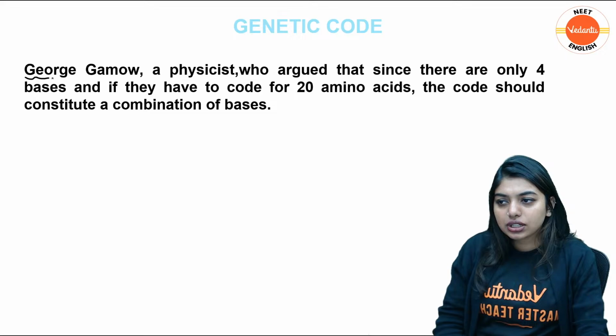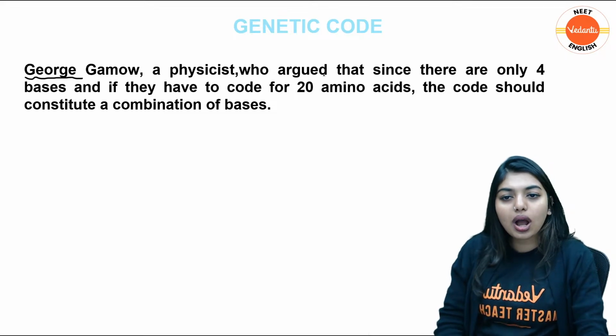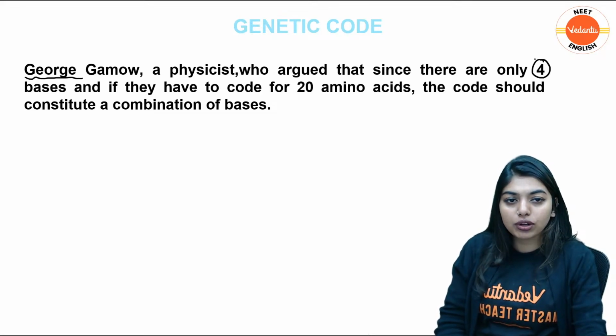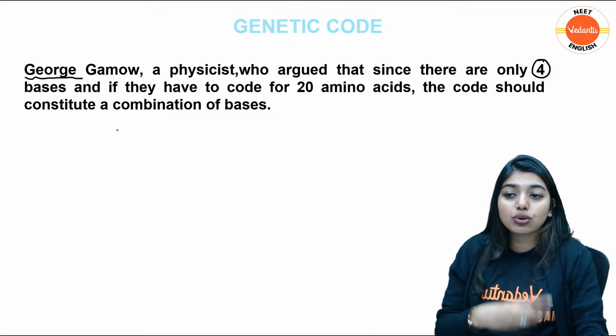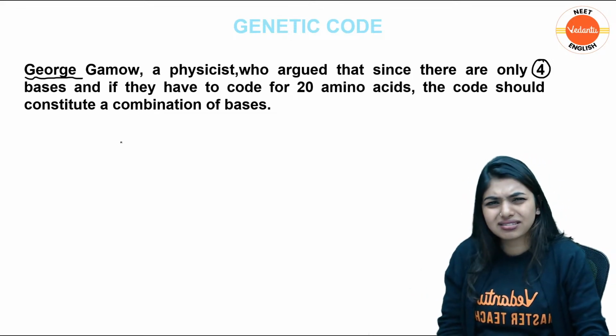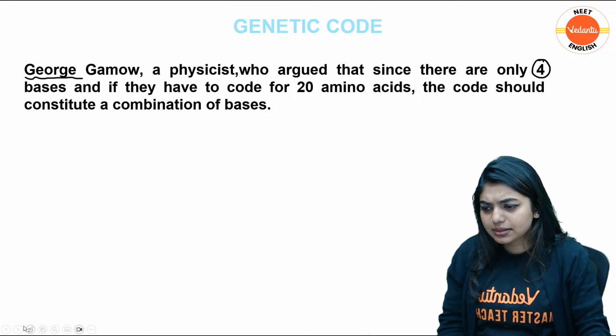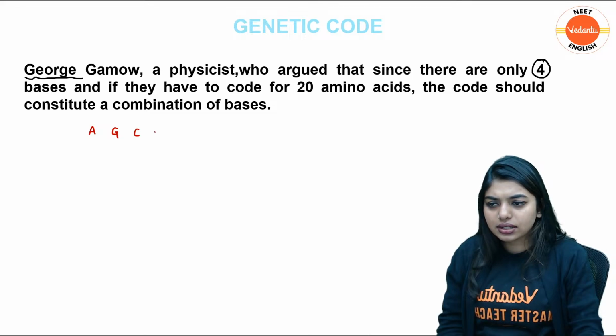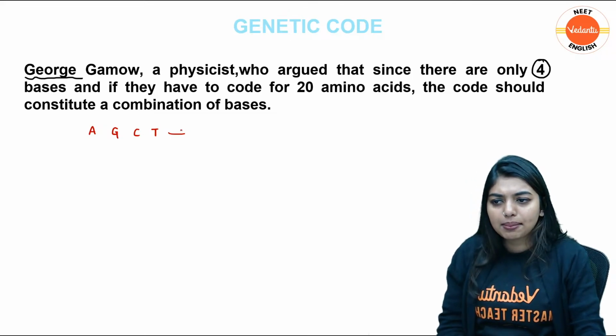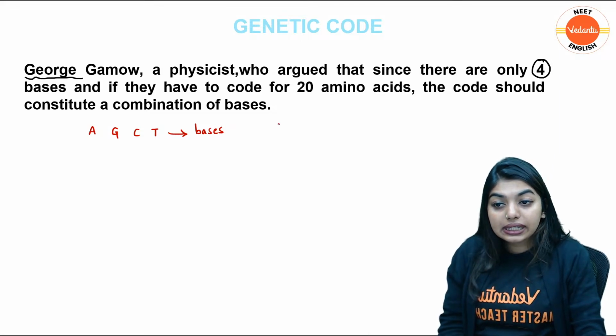George Gamow was a physicist who argued that since there are only 4 bases, if they have to code for 20 amino acids, the code should constitute a combination of bases. Simple, students, don't break your head. I will explain it to you. What is he trying to say? There is adenine, guanine, cytosine, thymine. These are the 4 bases. But I need to code for 20 amino acids.